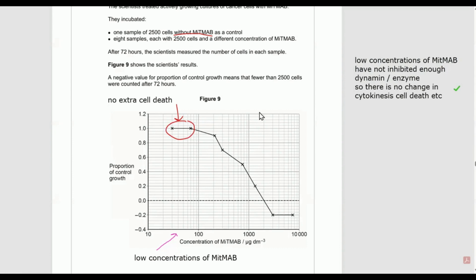So there's our first mark. Low concentrations of MITMAB have not inhibited enough dynamin enzyme, so there is no change in cytokinesis or cell death.